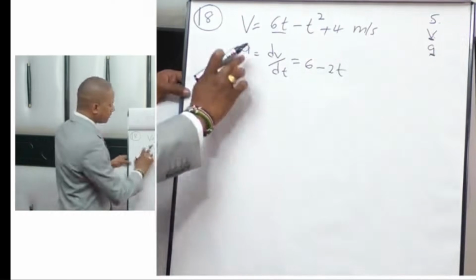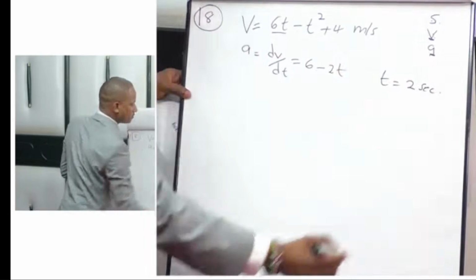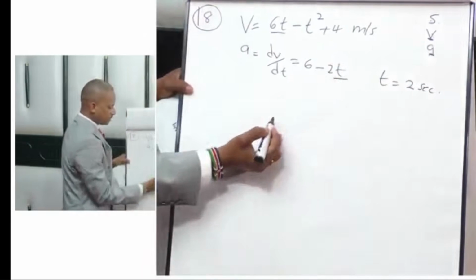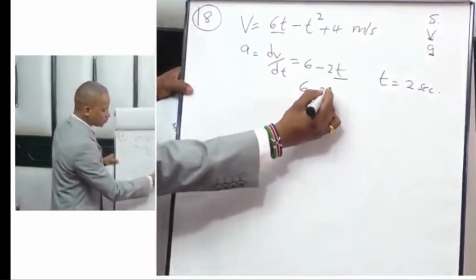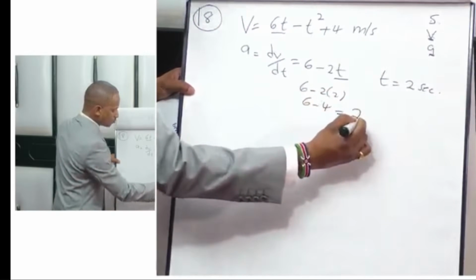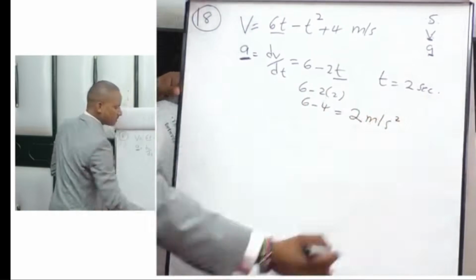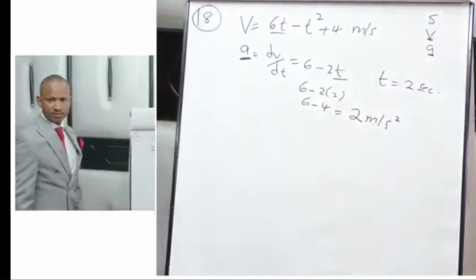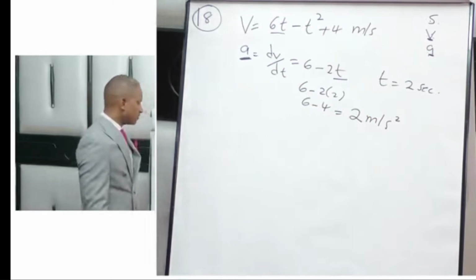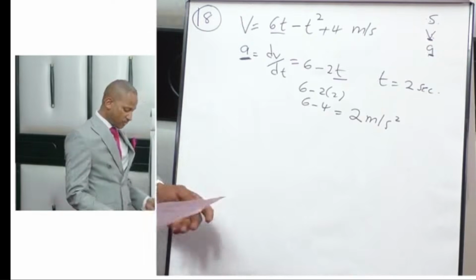Then you are told the acceleration at t equals 2 seconds. Just replace t with 2 here. So it is 6 minus 2 times 2, which is 6 minus 4. You get 2, but it is acceleration, so meters per second per second. Or if you like, you say meters per second squared.